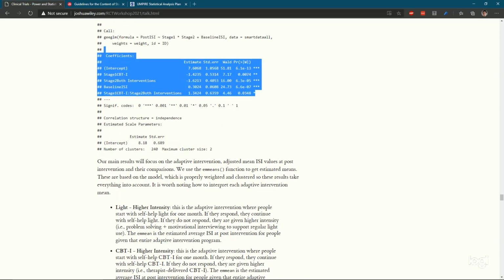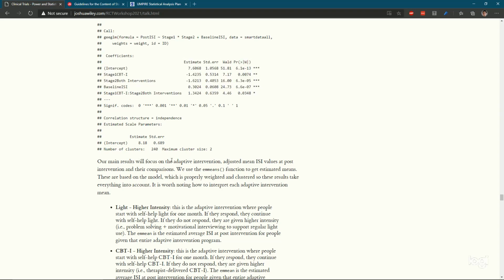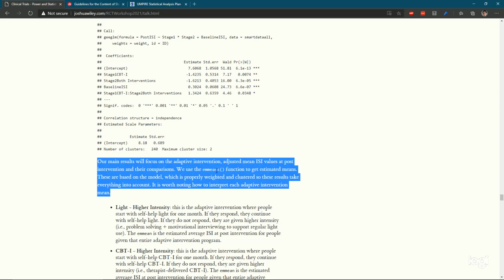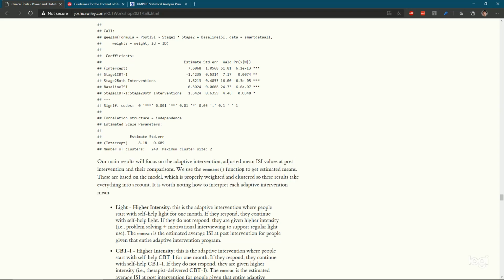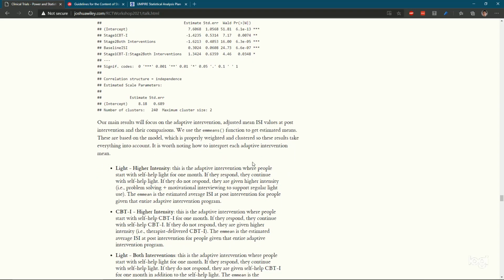Now, I'm not going to interpret these regression results because they're kind of hard to interpret this way in this main effects and interaction format. For RCTs, oftentimes we focus on the means in each of the groups and the differences in those means. So we're going to focus on those adaptive interventions. We're going to focus on the adjusted mean ISI values at post-intervention and their comparisons. And we're going to use the EM means function again to get these estimated means. These are based on the model, which is properly weighted and clustered, so the results, including the estimated means and their confidence intervals, will take all of that into account.